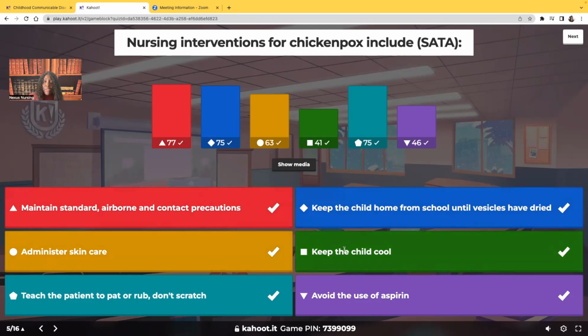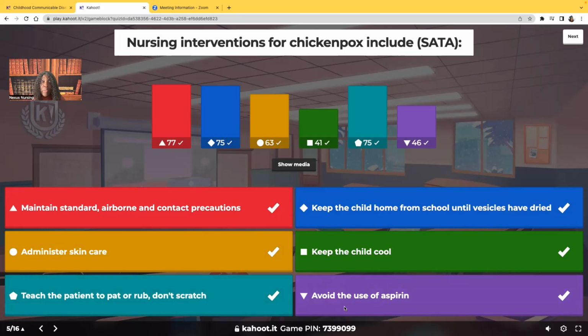Next, keep the child cool. Yeah, because one of the clinical manifestations that you see with chickenpox is going to be a fever. They'll have a temperature, so you want to keep them nice and cool. And you want to teach them to pat or rub those lesions and not to scratch. And if it's a younger child, they can't control themselves, you're going to have to put mittens on their hands, because what we don't want is for them to get a secondary bacterial infection from scratching or damaging and opening up their skin. Lastly, avoid the use of aspirin.